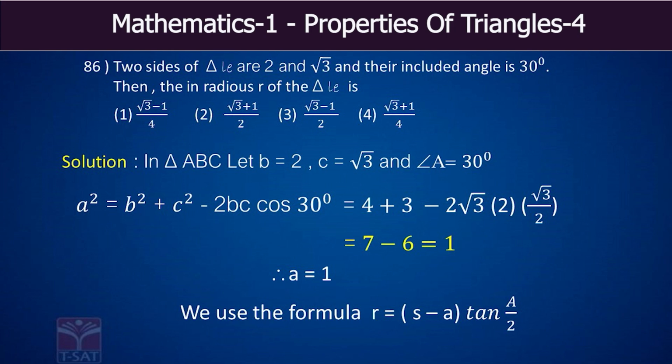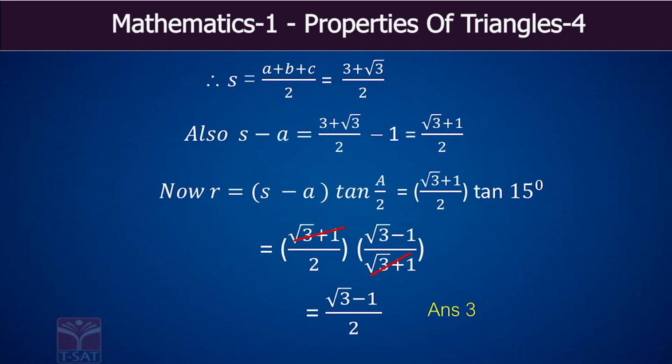Now you use the formula r is equal to delta by s, which is equal to s minus a tan a by 2. Also s minus a is equal to (2 + √3 + √3)/2 minus 1, so it is √3 plus 1 by 2. So therefore r is equal to s minus a tan a by 2, which is √3 plus 1 by 2 into tan 15. But tan 15 is √3 minus 1 by √3 plus 1. If you simplify it, that is equal to √3 minus 1 by 2. So the correct option is option number 3.